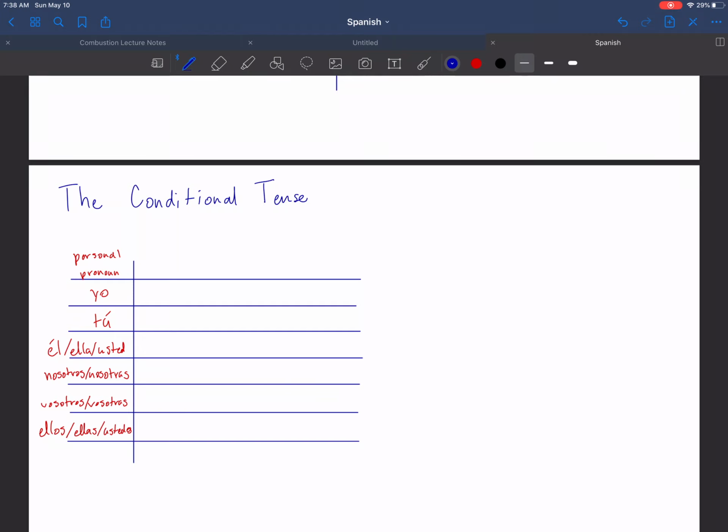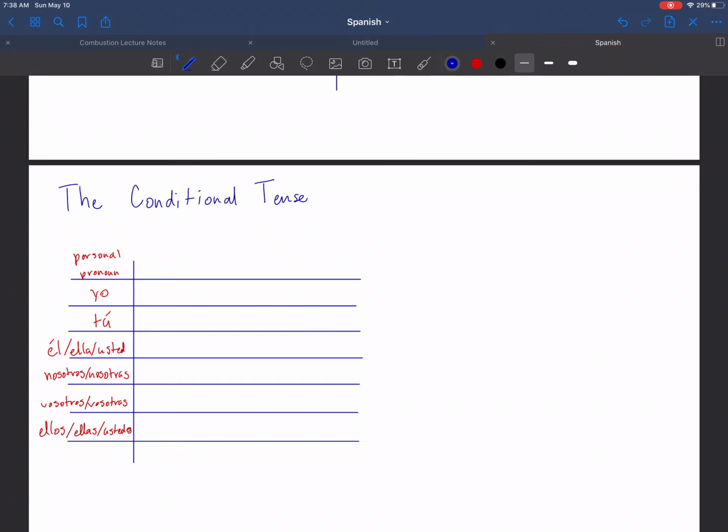Today we're gonna be talking about the conditional tense. Now, what does the word conditional mean? Maybe something that could happen, maybe something that we don't know is gonna happen, but there's a possibility that it can happen, right? So I think of it like I would do this thing, or you would do this thing. It's pretty straightforward, honestly.